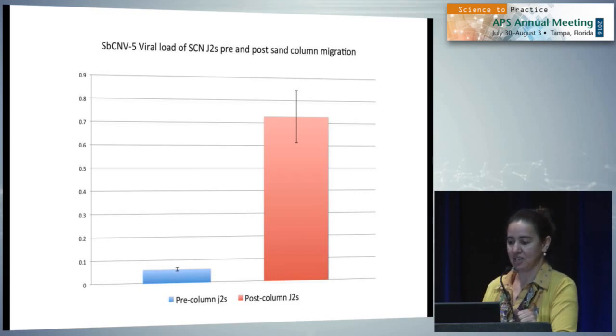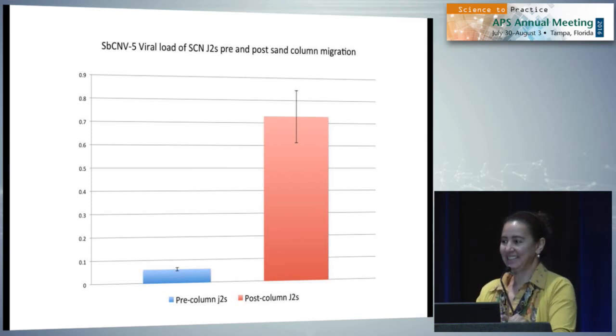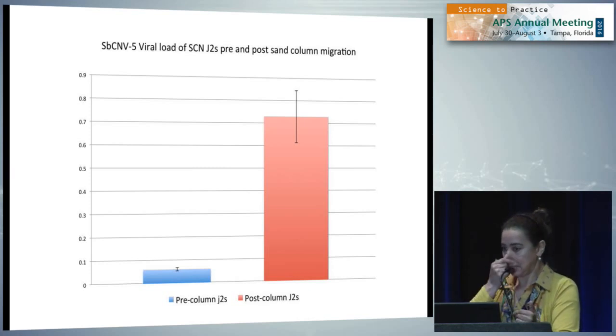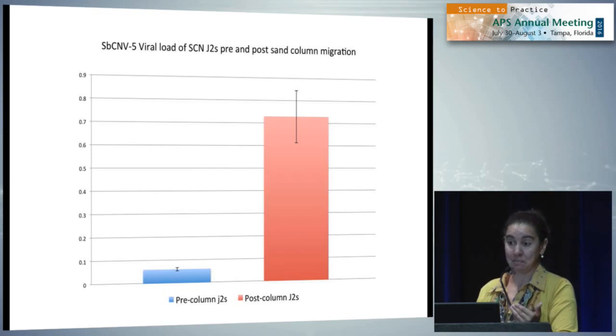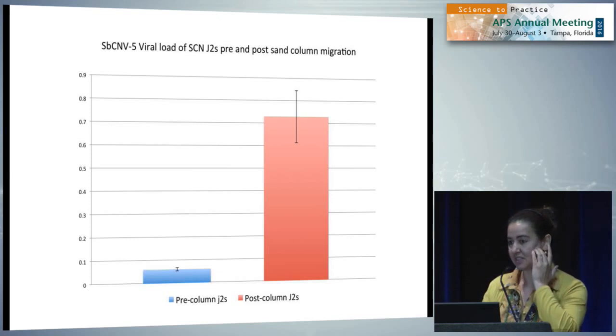We redid the experiment several times, and we did this one with the flavivirus nematode, and it seems to be consistent. The same thing happens. So the conclusion is probably that the virus is giving a positive adaptive selection to the nematode to reach the plant once it's hatched, at the J2 stage. That's the only explanation we have so far for this kind of result.